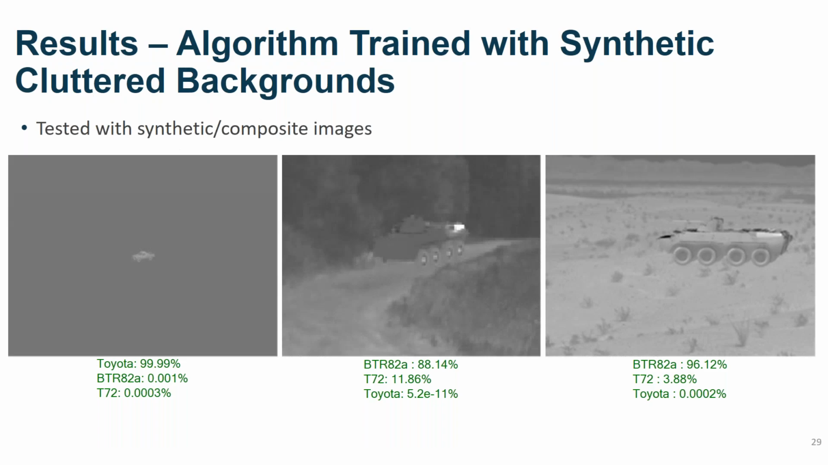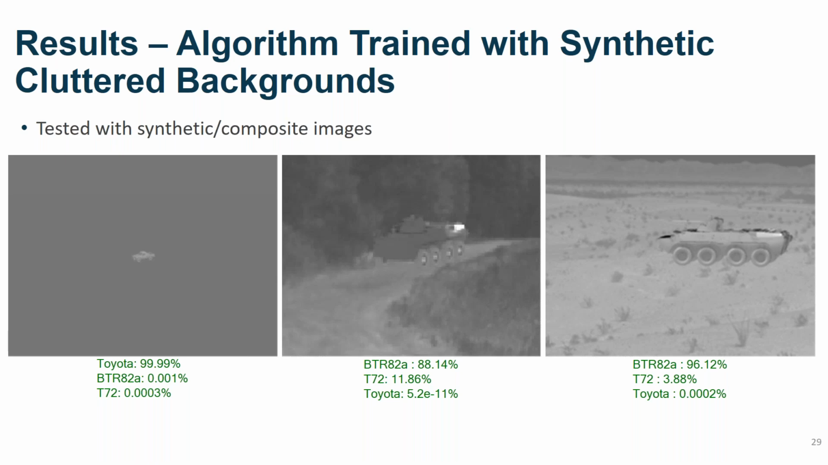So we trained that algorithm using the synthetic imagery, and then we tested it using a handful of different images. So these are three of the test images that we fed into the trained ResNet. You can see that these were all positive identifications. The image on the left is just a Toyota on a simple uniform background, so that's a synthetic image. The two images on the right are both composite images.